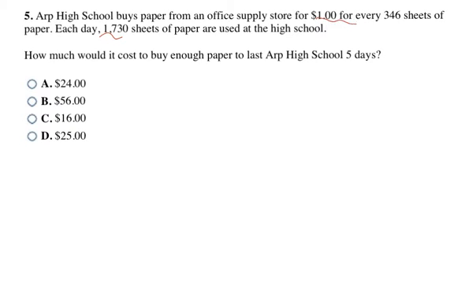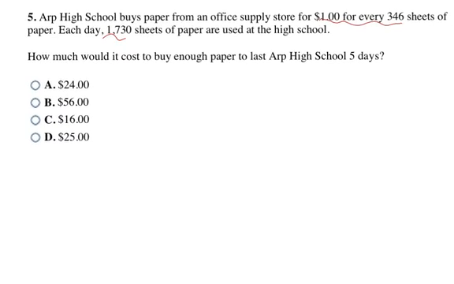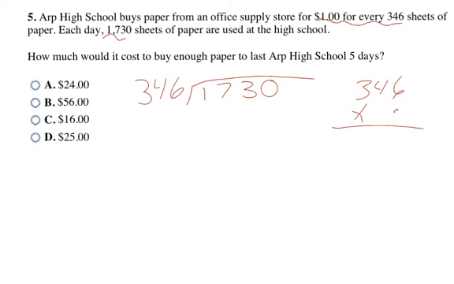And I know that it's $1 per 346 sheets. So I'm going to see how many times 346 divides into 1,730. So 346 can't go into 1, it can't go into 17, it can't go into 173. So I'm going to have to guesstimate what times 346 is going to give me that 1,730. Well, I'm going to try 5 because it's in the middle. And it'll help me to see if I need to go higher or lower. And when I multiply that number by 5, I end up getting 1,730. So that means it's going to cost $5 for every day.